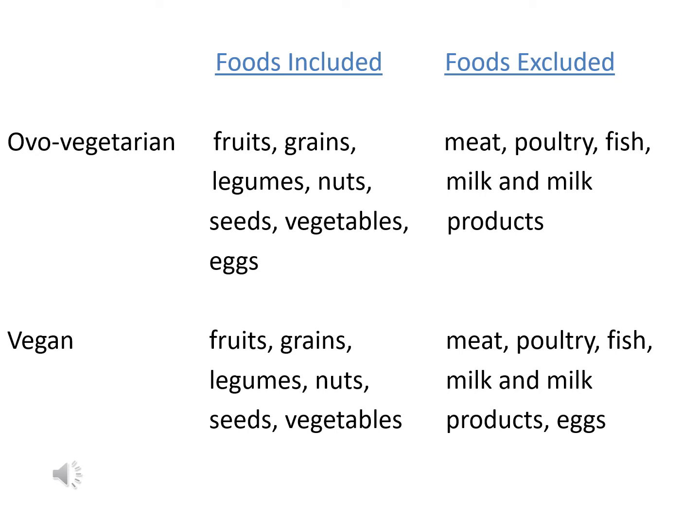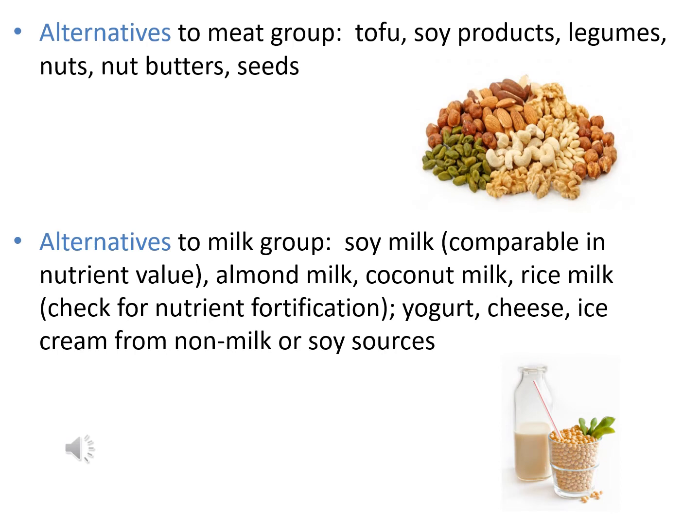The last classification are those who are vegans, and this is the strictest form of vegetarianism. You could see that all animal products are completely excluded. So in this case, they are truly following a plant-based guideline. So what are some alternatives then if someone is completely excluding the meat group? Well, tofu, any type of a soy product, legumes, nuts, nut butters, and seeds can all offer sources of protein.